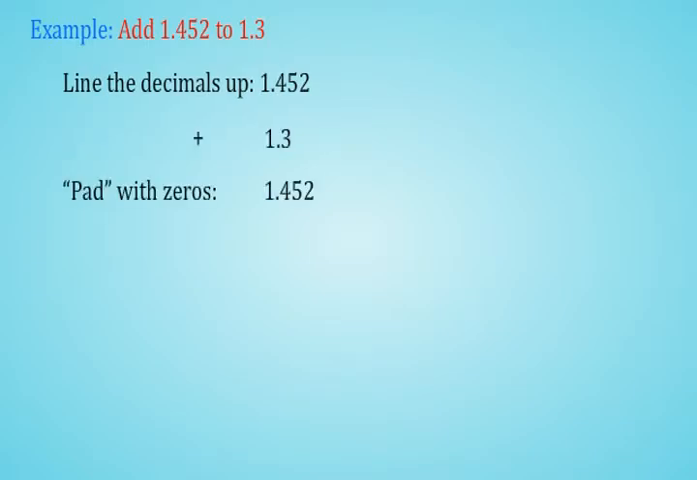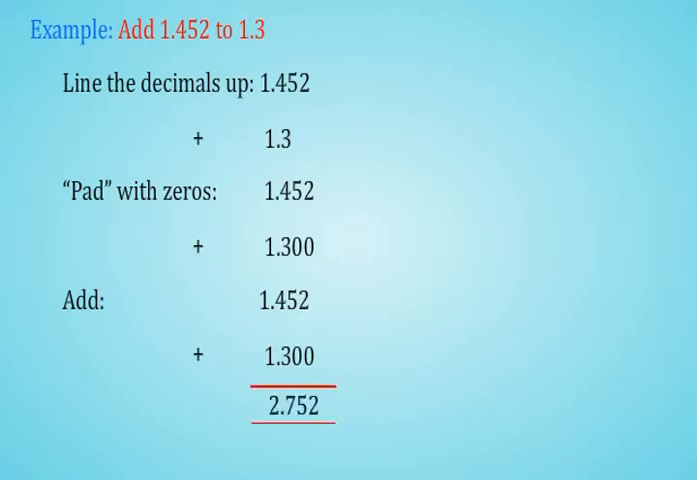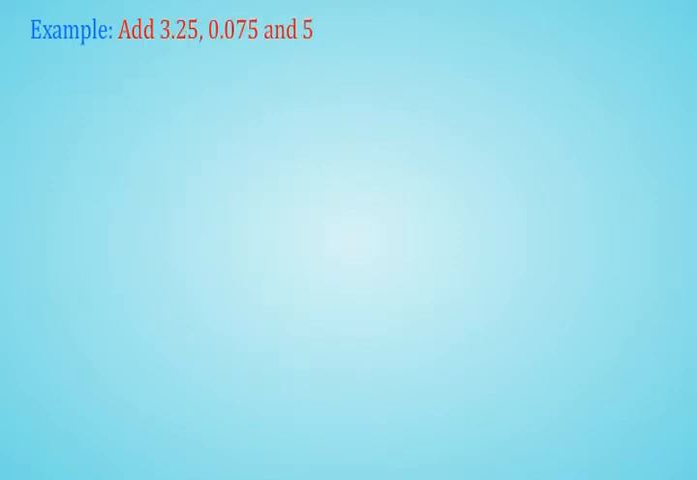Pad with zeros. 1.452 plus 1.300. Add 1.452 plus 1.300. You get 2.752.